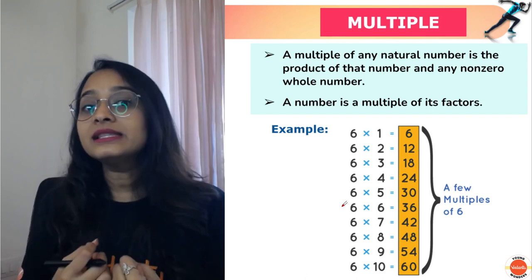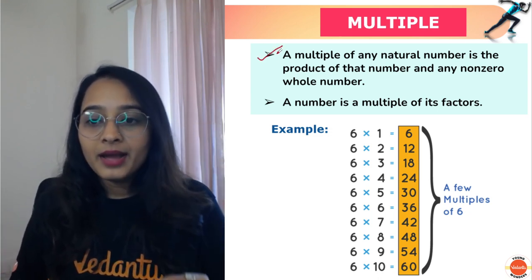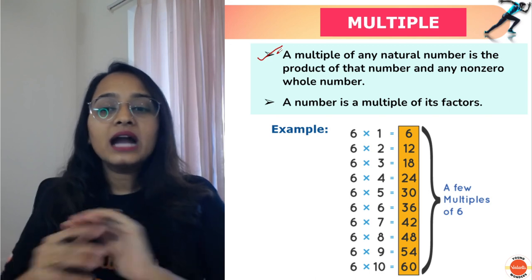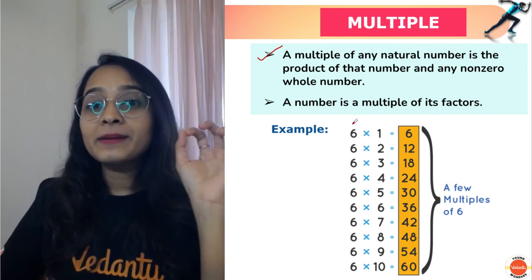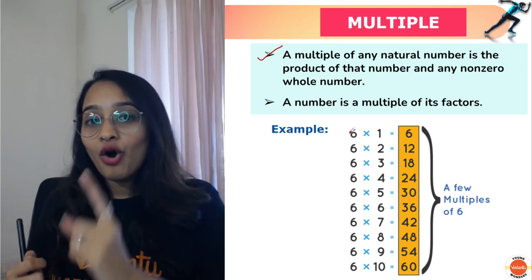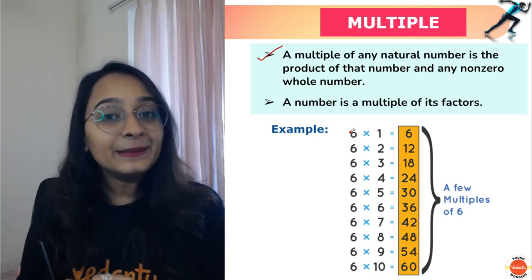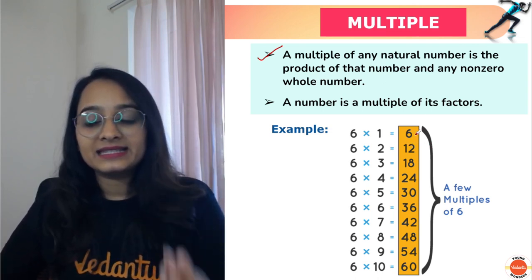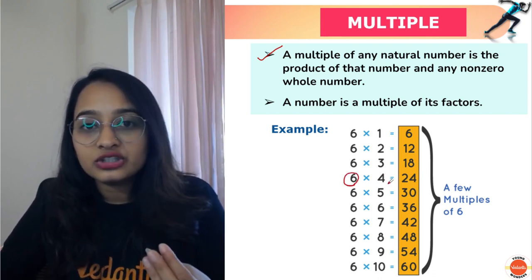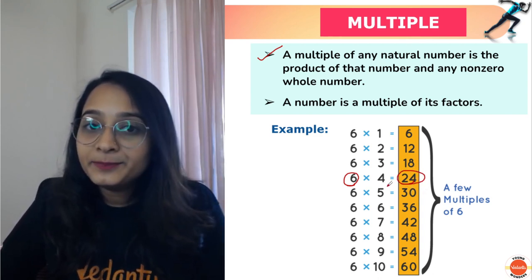And then comes our multiples. Multiples are nothing but the tables that we learn. A multiple of a natural number is the product of that number by any non-zero whole number, basically any other natural number. Agar maine le liya number 6, if I want to know the multiples of 6, so I will multiply 6 with all the natural numbers, 6 into 1, 6 into 2, 6 into 3, 6 into 4, jo ki humare tables hai. So the answers that you will be getting, 6, 12, 18, 24, jo aapko answer aa raha hai, after you multiply 6 with all the natural numbers, these answers are the list of multiples of the number 6.